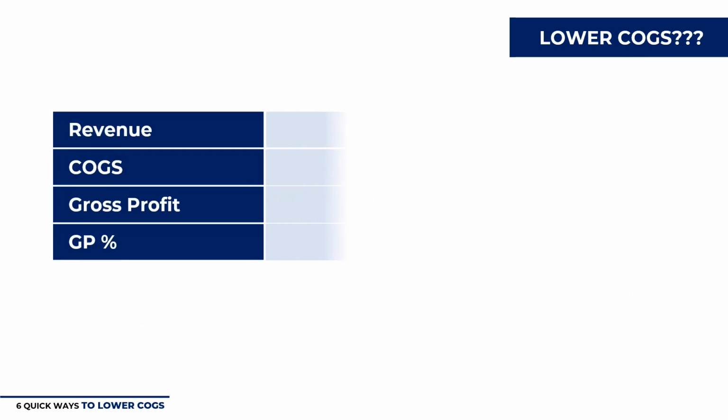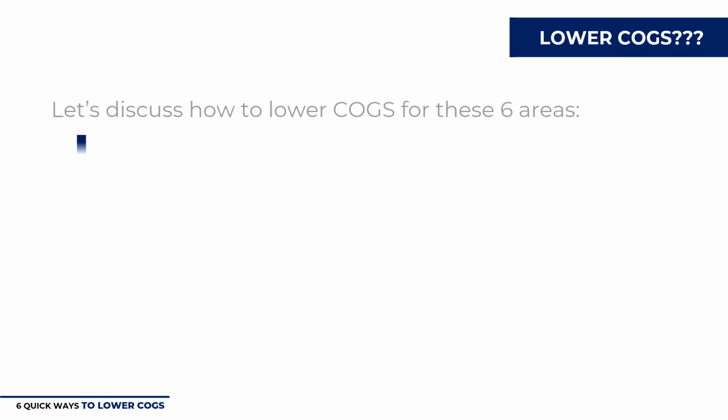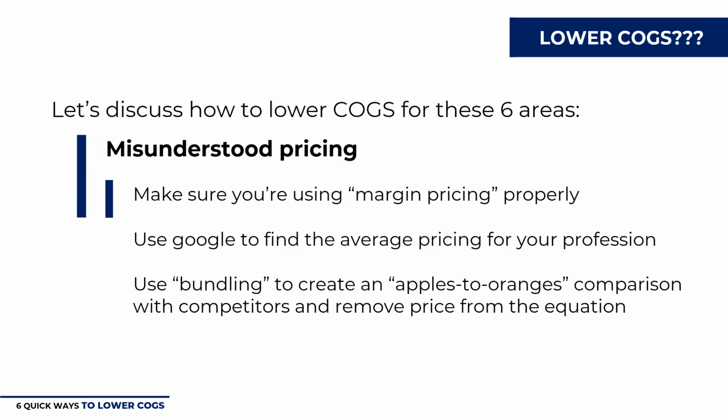Our new price of $269.23 is the revenue each widget will generate. We now subtract our $175 COGS and we get our new gross profit of $94.23. We then divide $94.23 by $269.23 and we find our gross profit percentage is now 35%, just what we were targeting. But suppose you have no idea what your profit margin should be for your business.